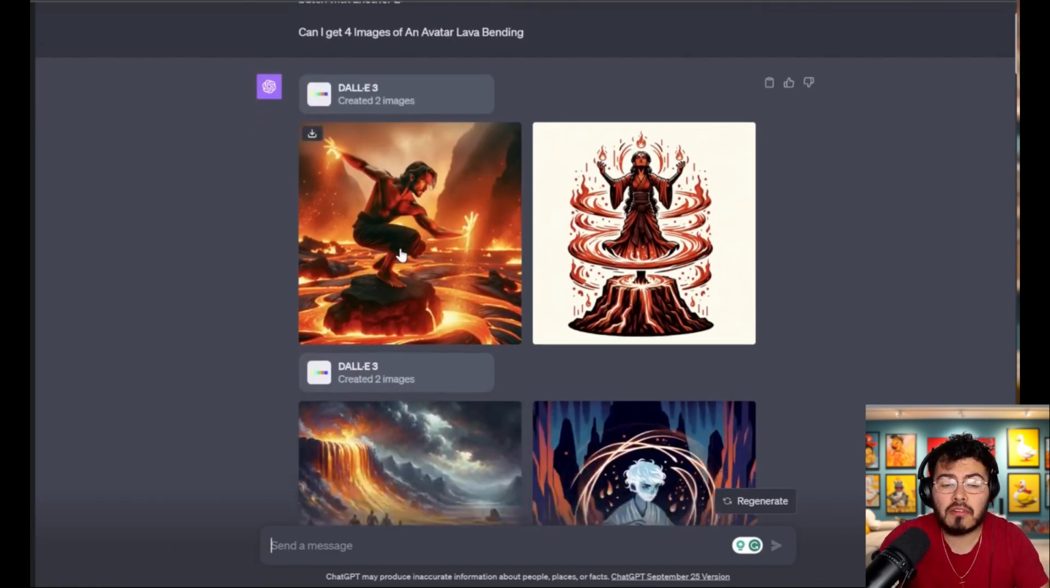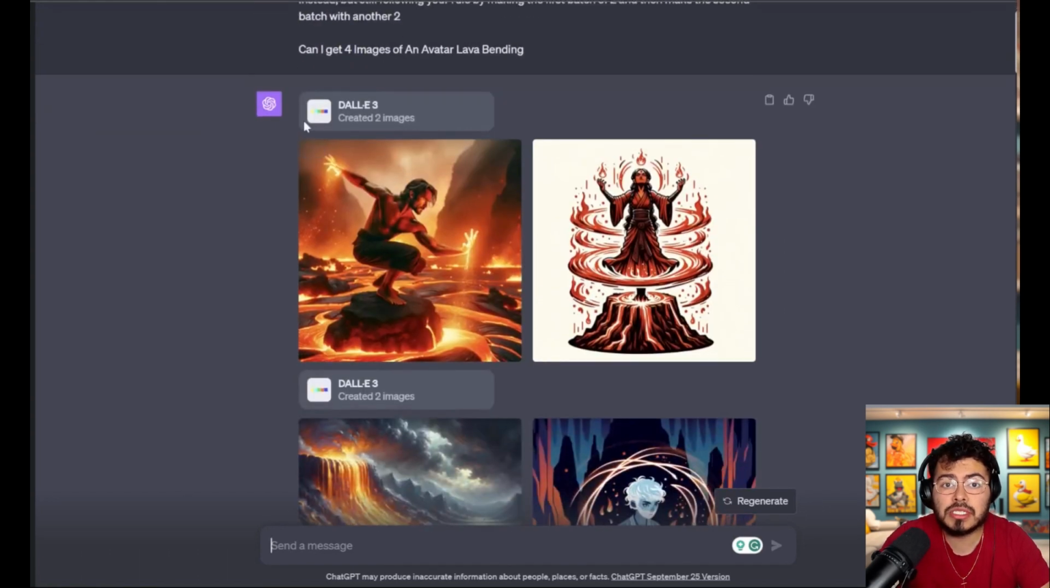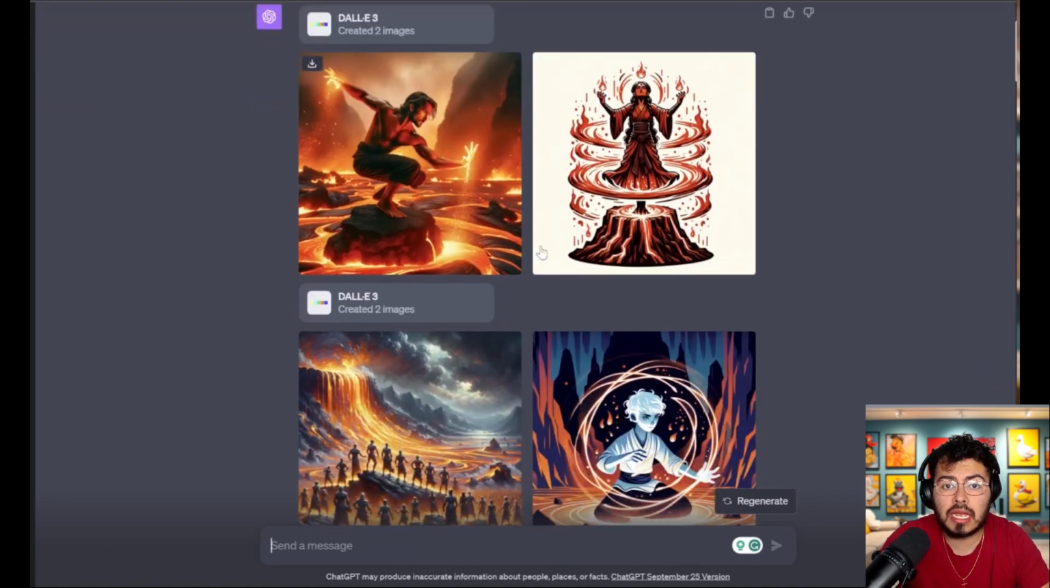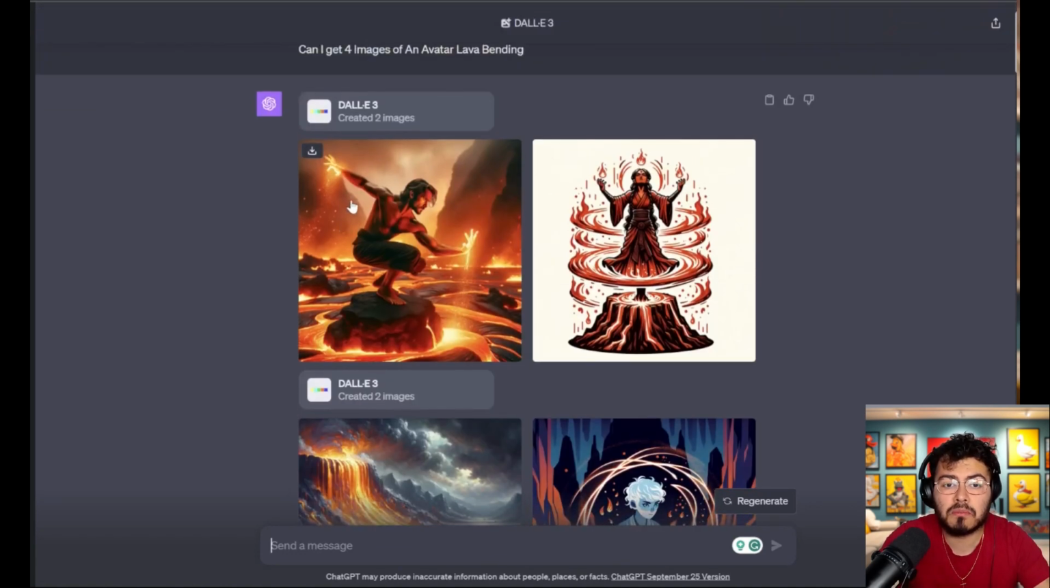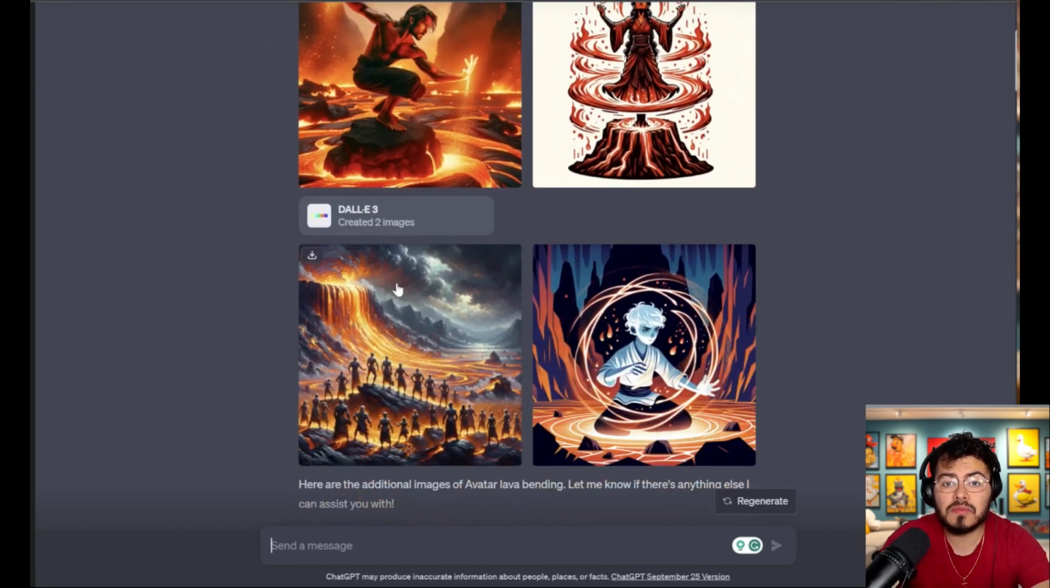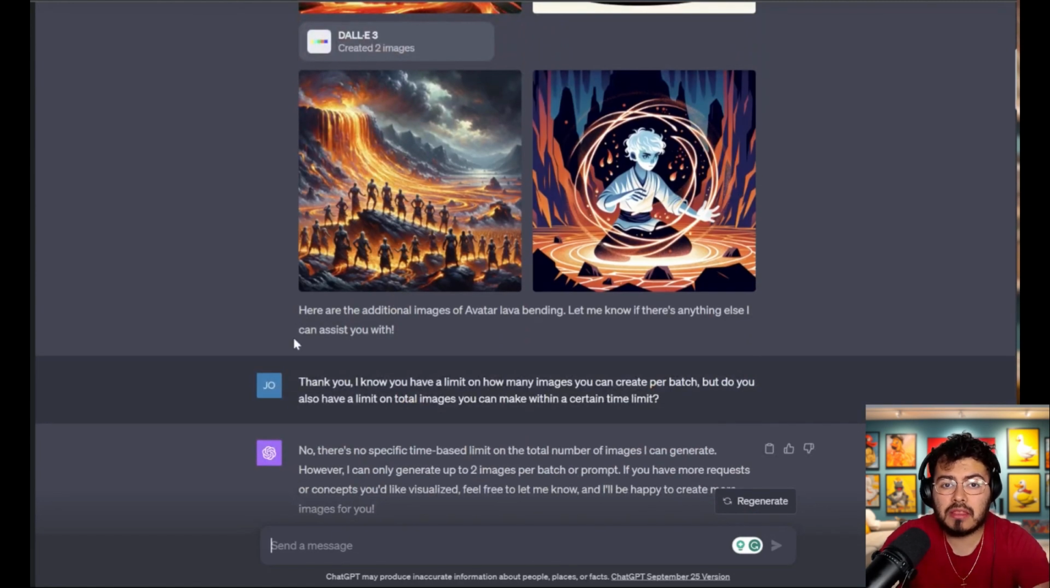And I started to get that, right? So now every time I ask for images, I get 2 images, then I get 4 images. It just gives me the prompt in two different batches. It gives me the first batch, and then it gives me the second batch. And then here it tells you, here are the additional images of an avatar lava bending. Let me know if there's anything else I can assist you with.